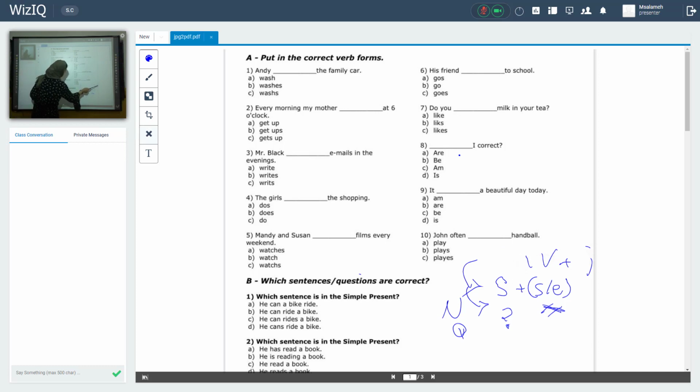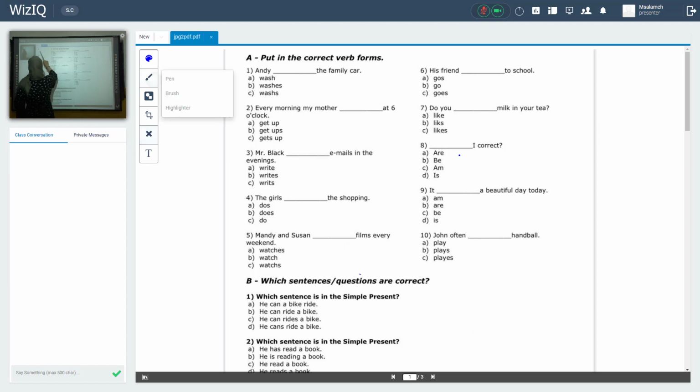For that, I want to delete all of these. So difficult to delete it like this. Okay. Put the correct verb form. Okay, Andy, space the family car. Here, in this sentence, do we have a specific time for this action? No, actually not. So, it's in a what? It's a simple present tense.